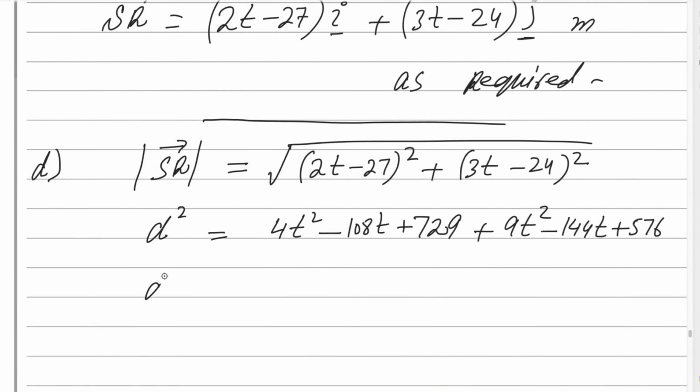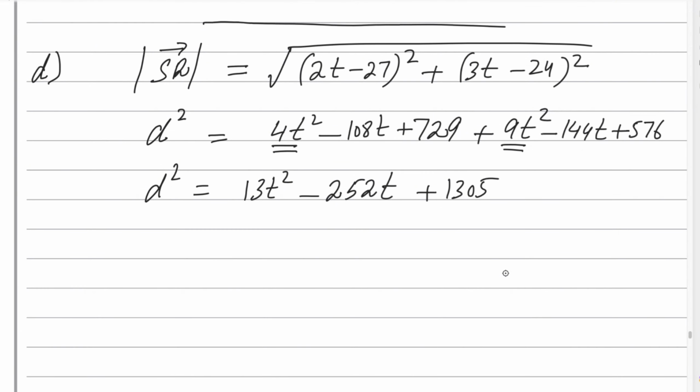Then d square equals 4t square and 9t square combined together. We get 13t square. Minus 108 and minus 144 will make it minus 252t. And now 729 and 576 makes it 1305.